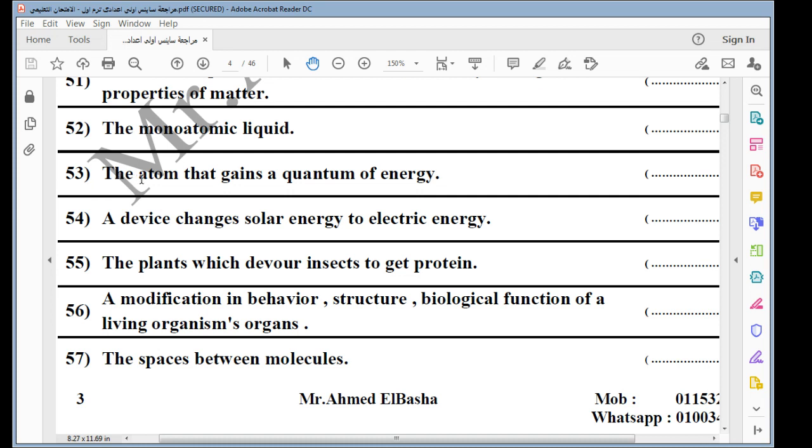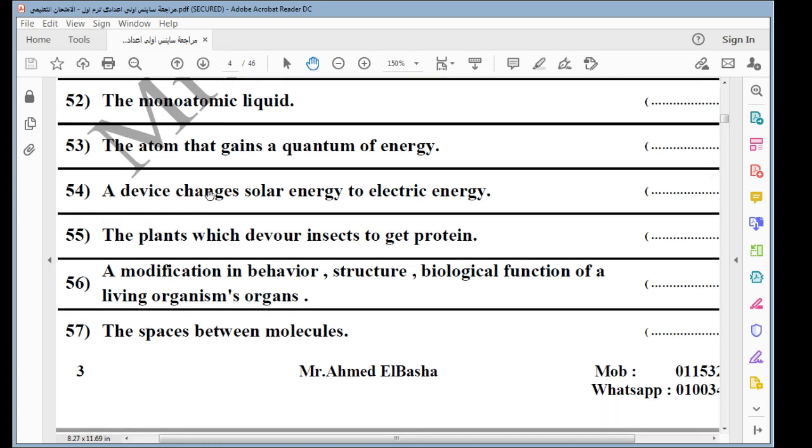53: the atom that gains a quantum of energy. Of course, this is the excited atom. 54: a device that changes solar energy to electric energy. Of course, this is the solar cell, the cells that convert sunlight to electrical energy.